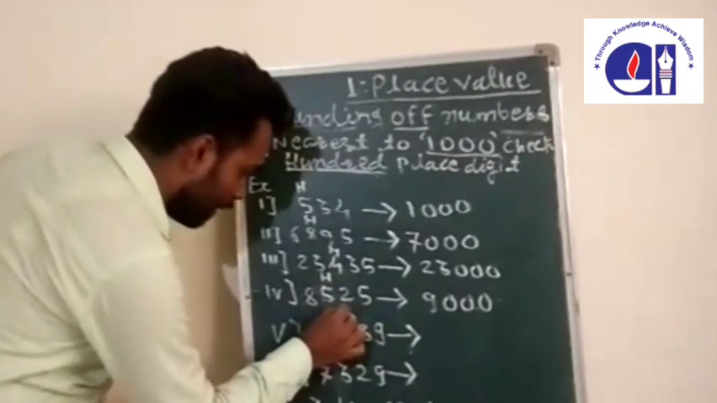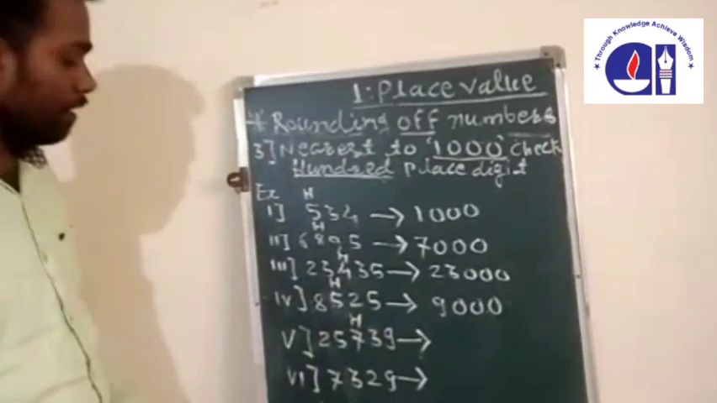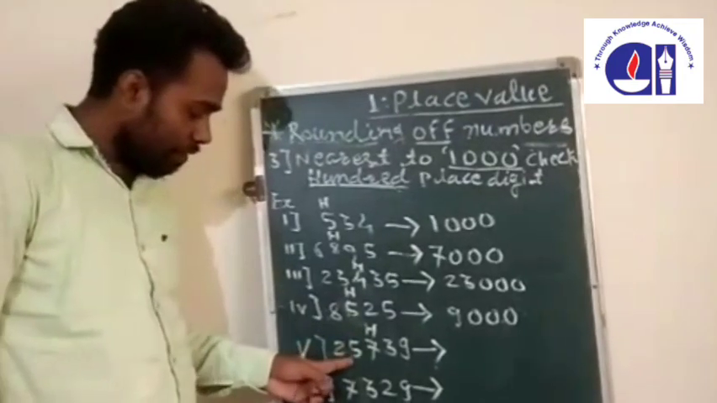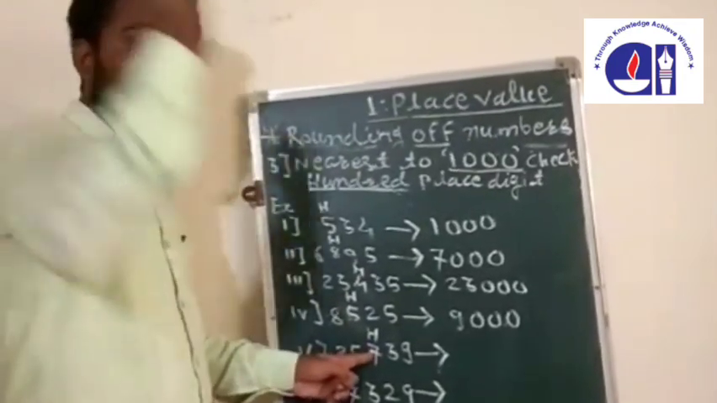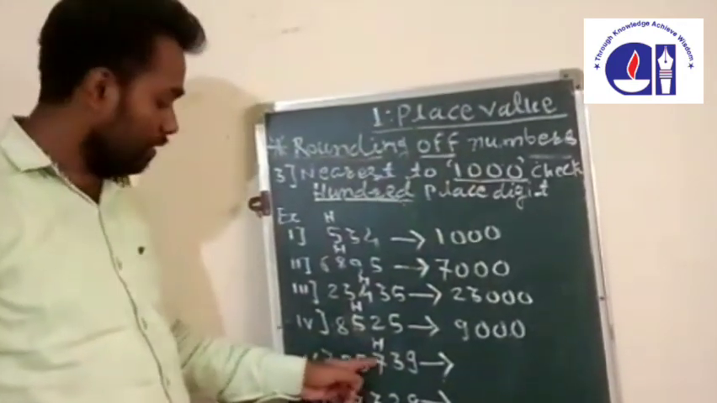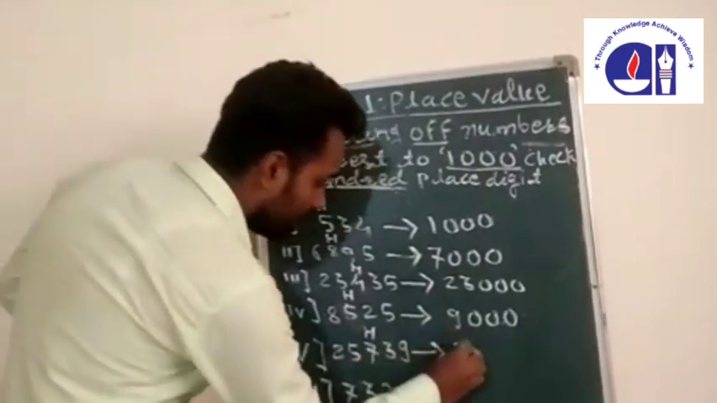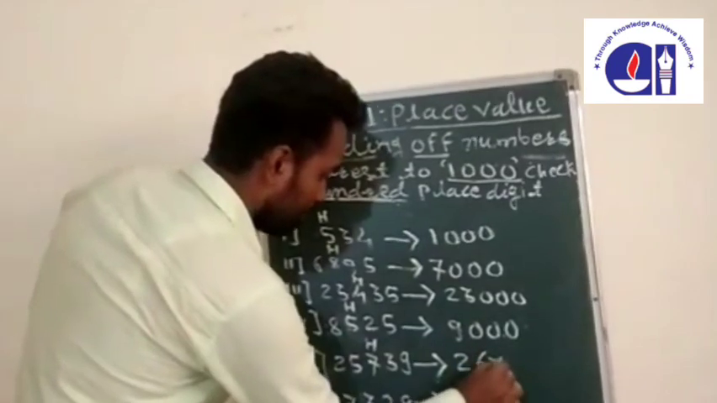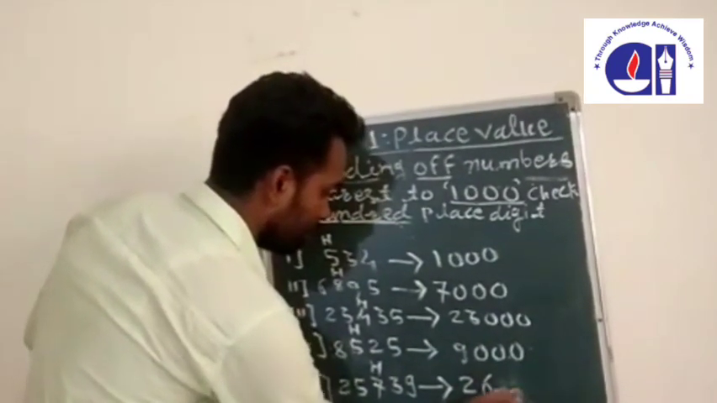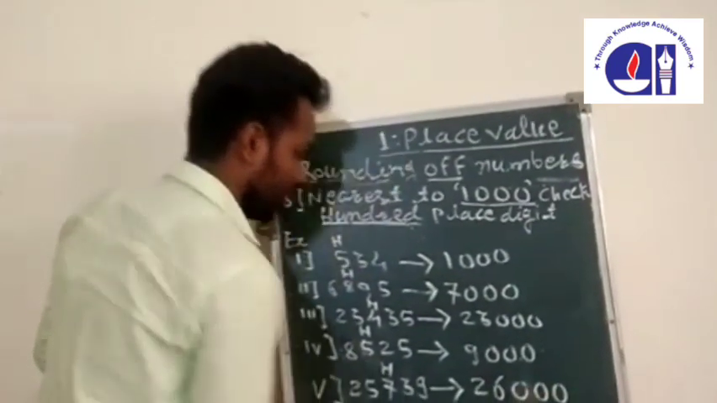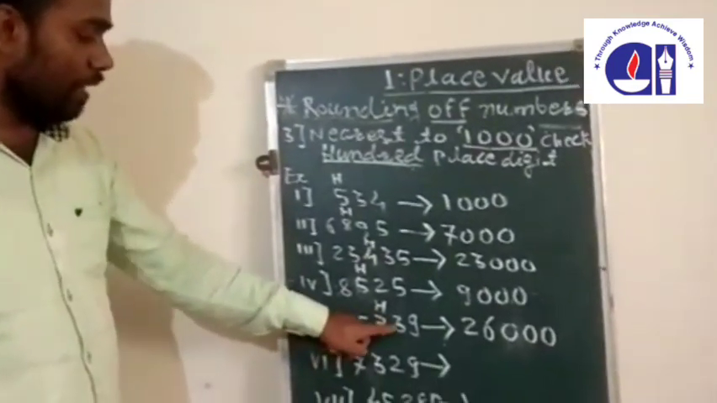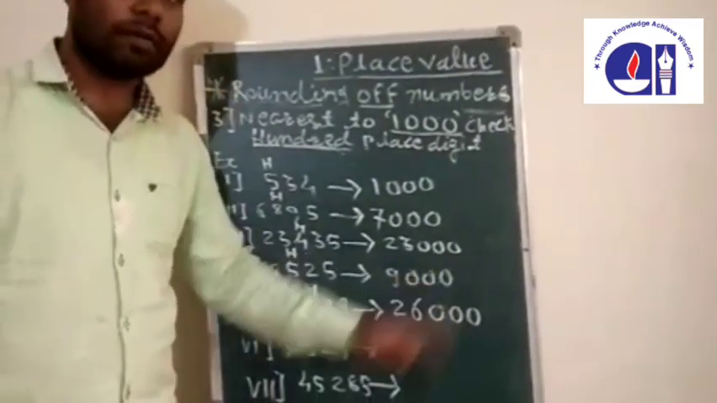Next, 25,739. We take the 100 place digit, that is 7. So we round to the next 1000. Here the thousands digit is 5, and the next is 6. So the answer is 26,000. So 25,739 is nearest to 26,000.